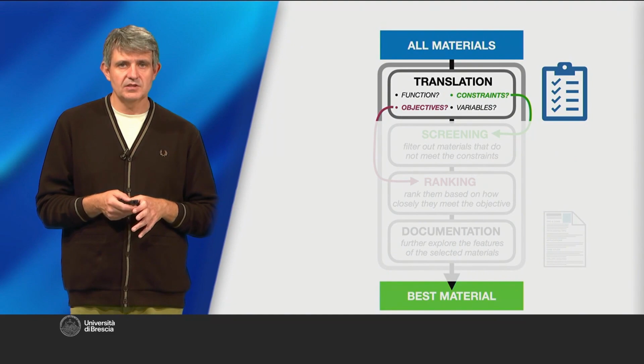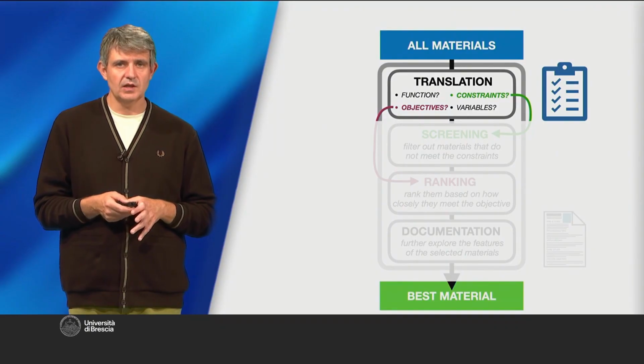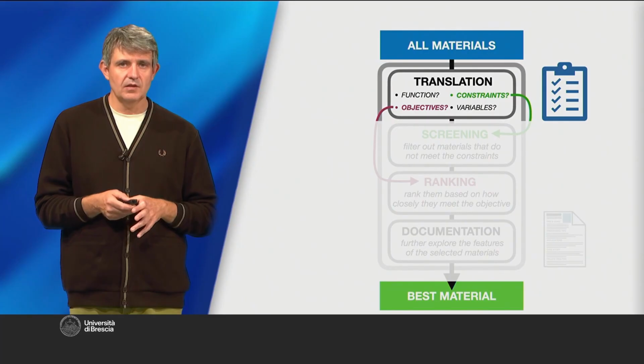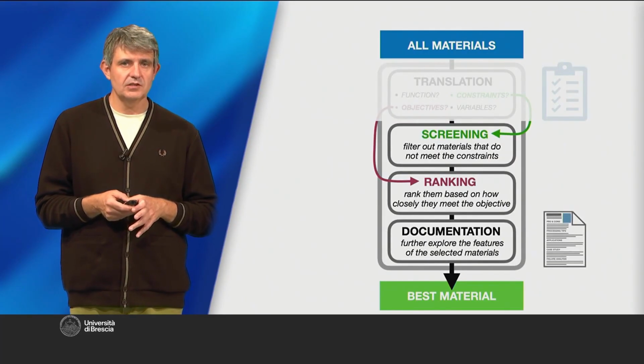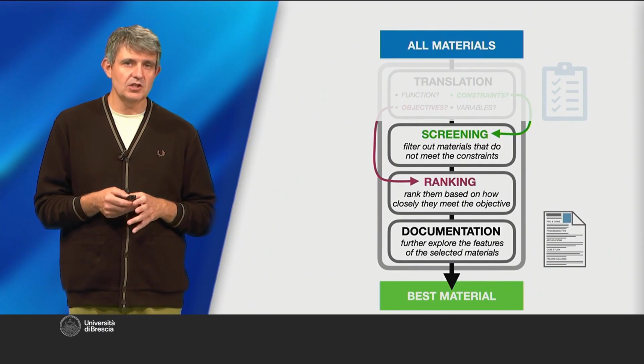The first step consists of providing a precise outline of the project specifications, identifying as main items the function of the product, the constraints to be respected, the objectives to be pursued, and the variables left to the designer's discretion. The following phases are filtering, ranking, and final validation or documentation. It is precisely these last three steps that we will explore in depth in this lesson.